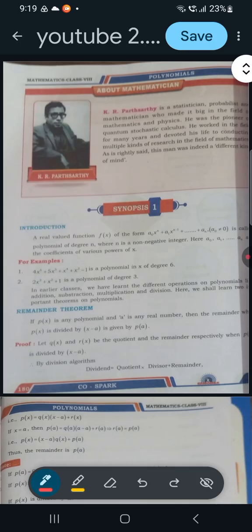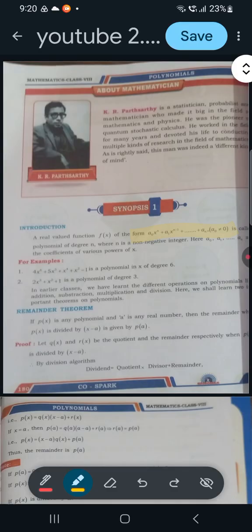Today we are going to start. Introduction: a real number valued function f of x is a polynomial of the form where a is not equal to 0. a is the coefficient of x, and n is the degree, a non-negative integer.